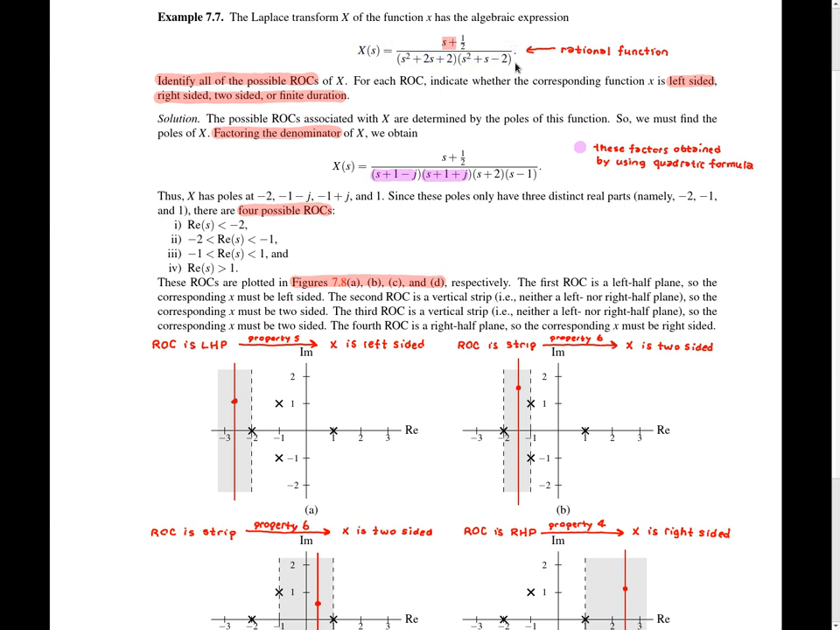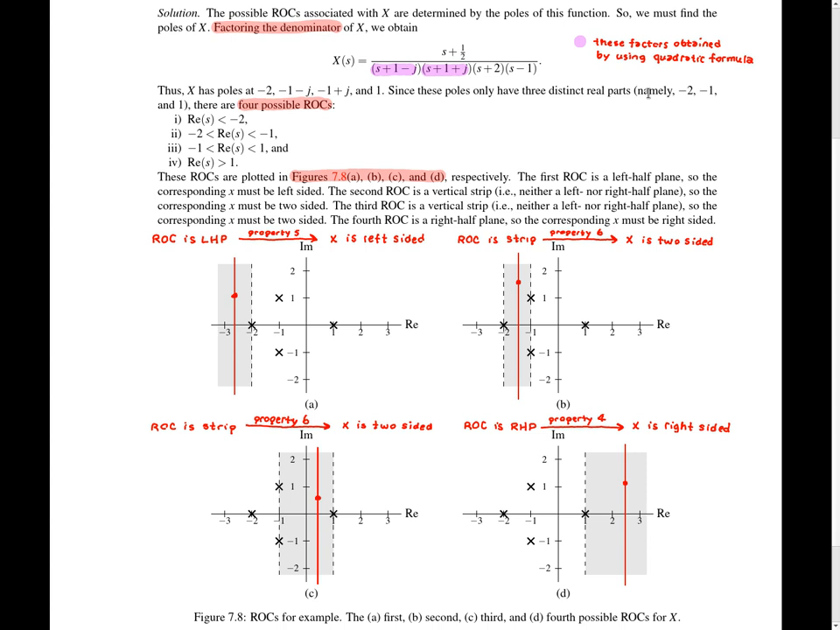Notice that we're not given the region of convergence of big X. Then what we're asked to do in this example is to identify all possible regions of convergence of big X, and for each region of convergence indicate whether the corresponding function little x is left-sided but not right-sided, right-sided but not left-sided, two-sided, or finite duration. Before proceeding further, I'm going to pause in order to scroll the example upwards so that we can see the solution in its entirety.